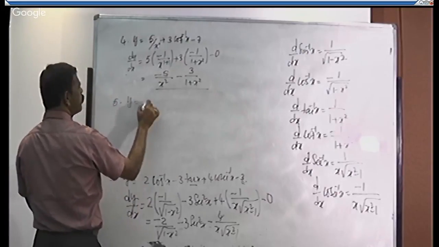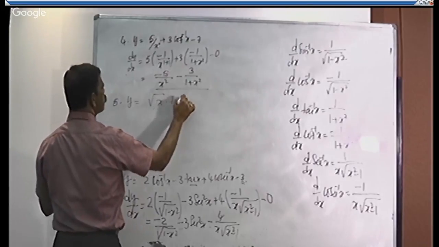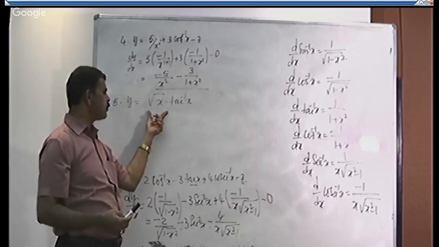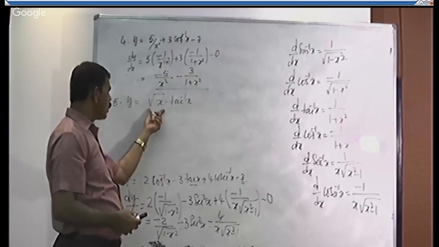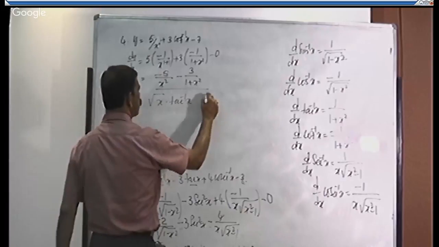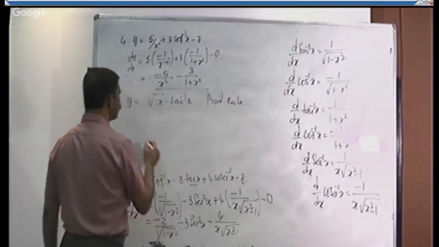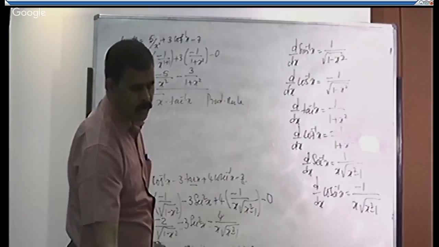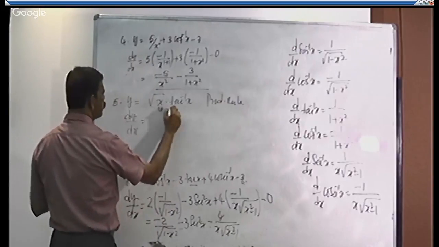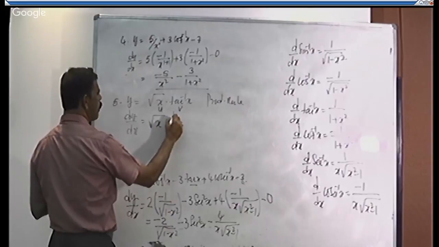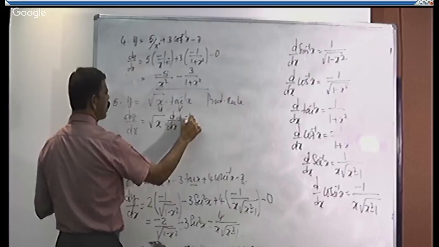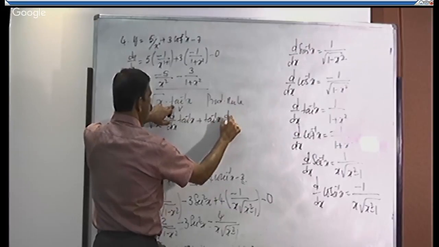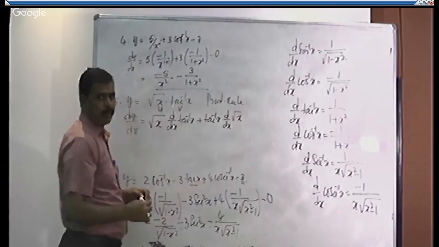Next, y is equal to root x into tan inverse x. The given function is in which form? Observe the problem. It is root x into tan inverse x. Correct? Root x into tan inverse x means we have to use product rule. What does the product rule say? Differentiate on both sides with respect to x. Root x is u, this is v. That is u into d by dx of tan inverse x, correct? Plus v into, what is v? Tan inverse x into d by dx of root x. We have applied product rule.